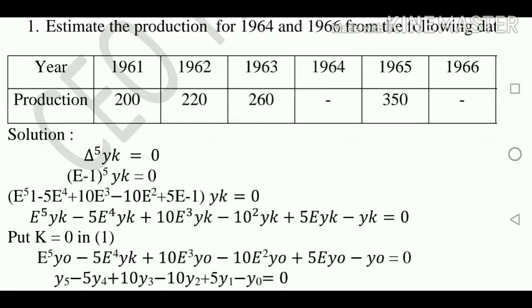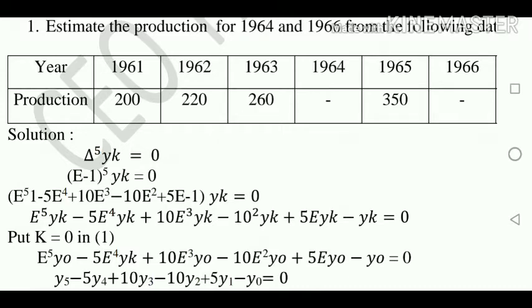We may write it as y naught. Instead of y k we will write it as y naught. So e power 5 y naught minus 5 e power 4 y naught plus 10 e power 3 y naught minus 10 e square y naught plus 5 e y naught minus y naught equal to 0.